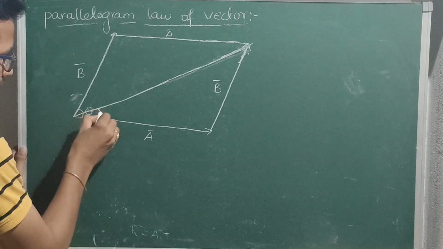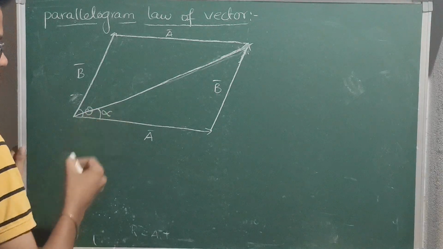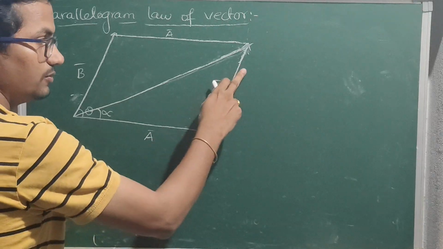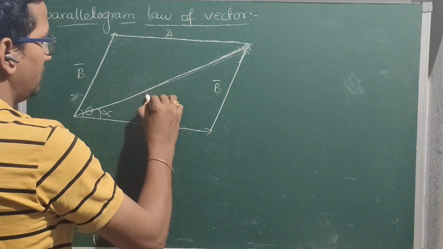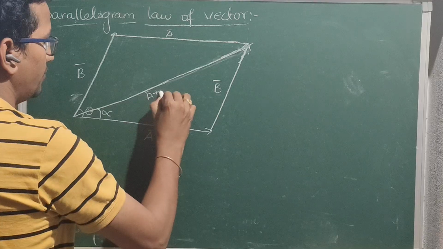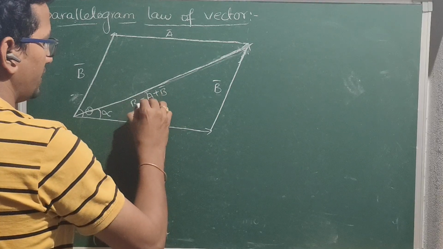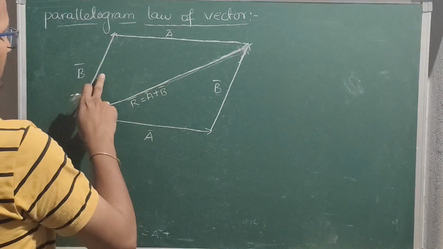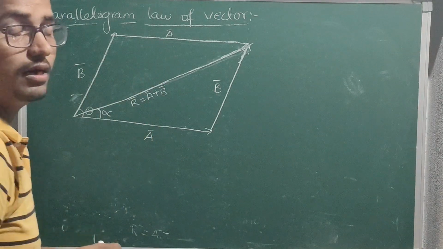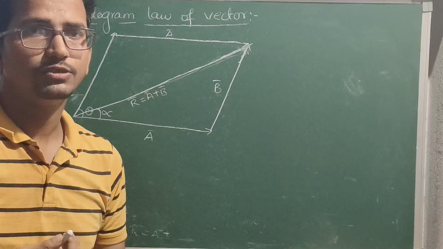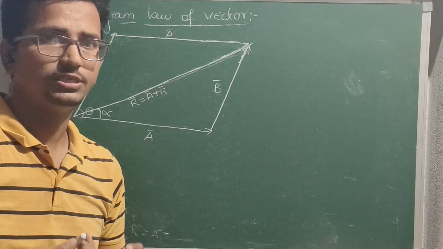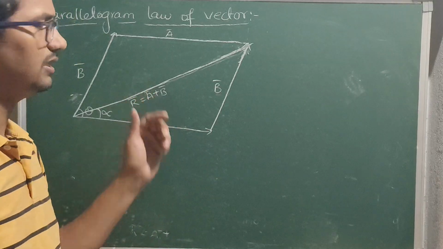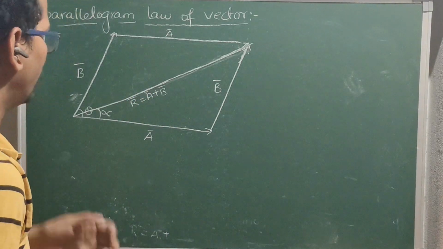It makes an angle alpha. The head of the first vector is connected to the tail of the second vector. That is a bar plus b bar, called the resultant vector. This is also b bar plus a bar. We already discussed the commutative law in the laws of vector addition. Commutative law means a bar plus b bar is equal to b bar plus a bar. That's why we can take a bar plus b bar directly.